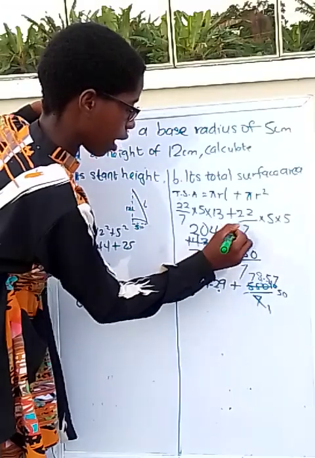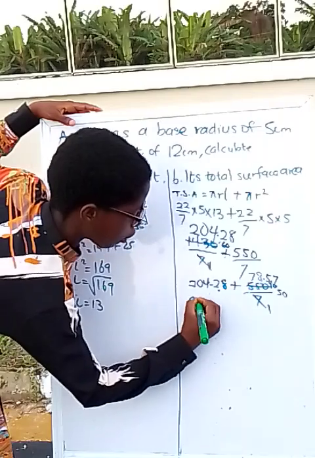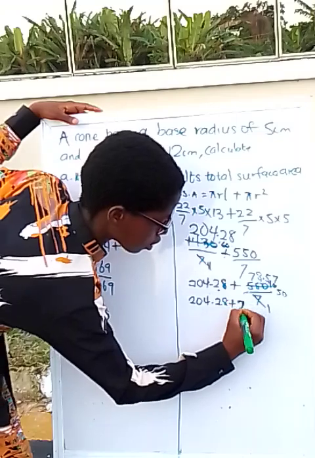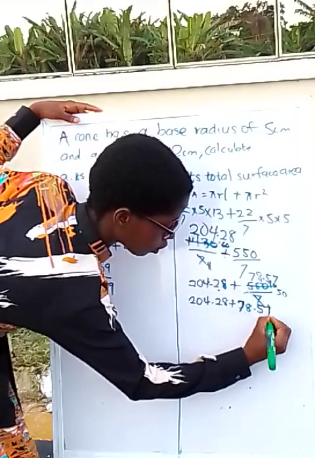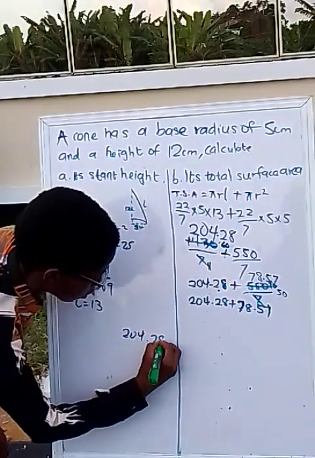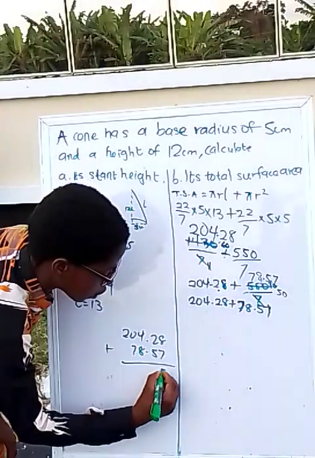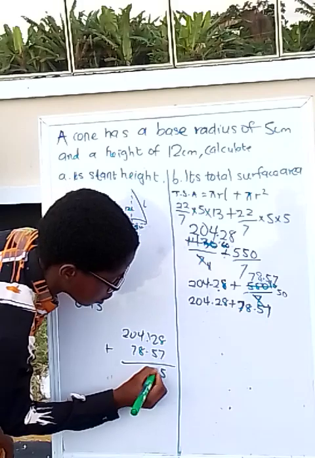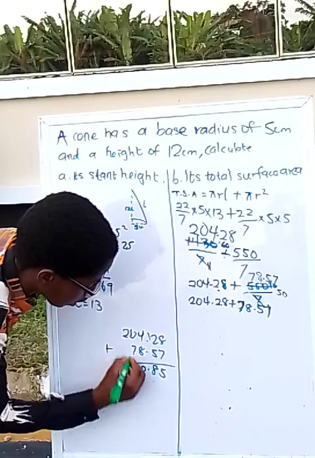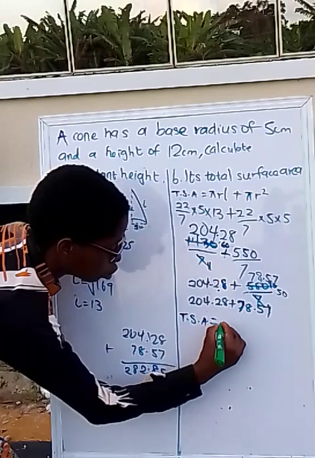So we now have 204.28 plus 78.57. And when we add that, 204.28 plus 78.57. 8 plus 7 is 15. 1 plus 2 is 3. 3 plus 5 is 8. Point 4 plus 8 is 12. 1 plus 7 is 8. Bring down 2. So the total surface area of the cone is equals to 282.85 centimeter square. So this is our answer.